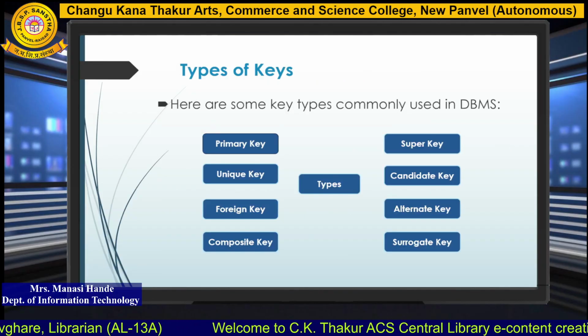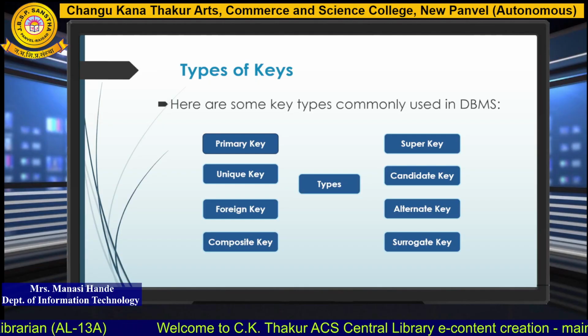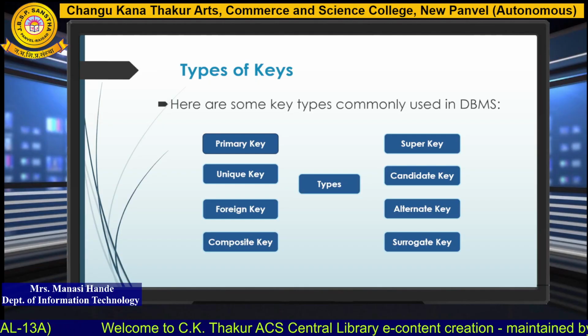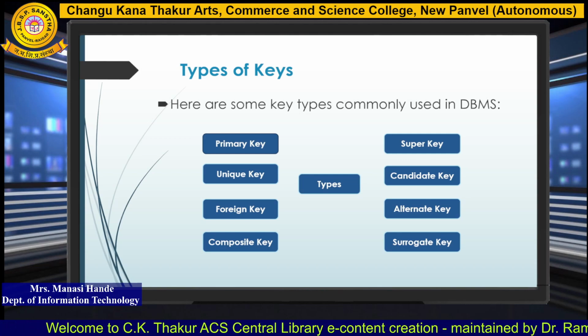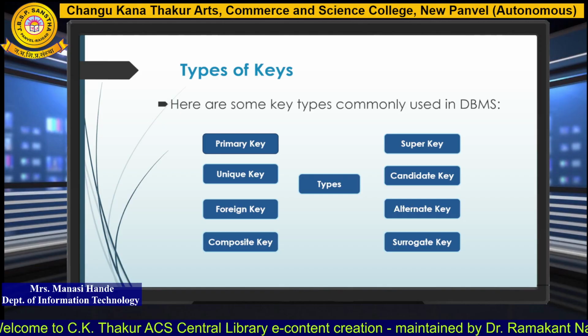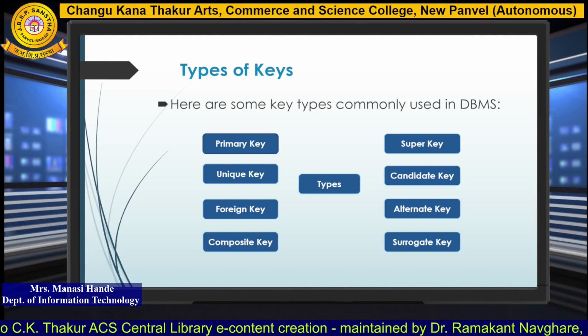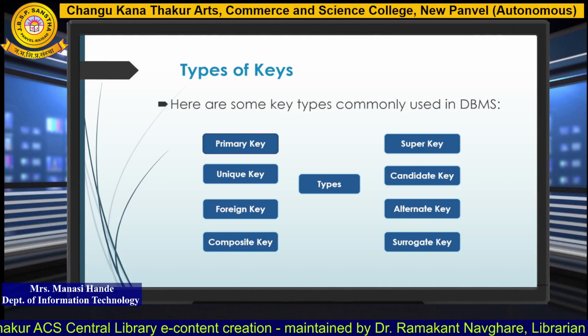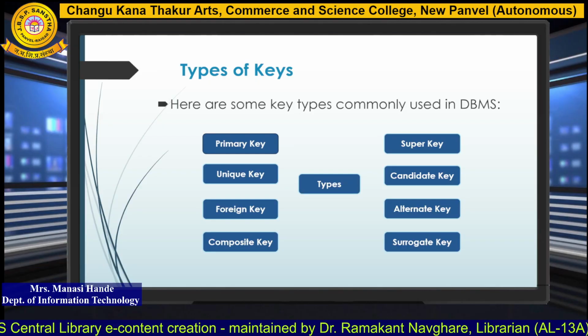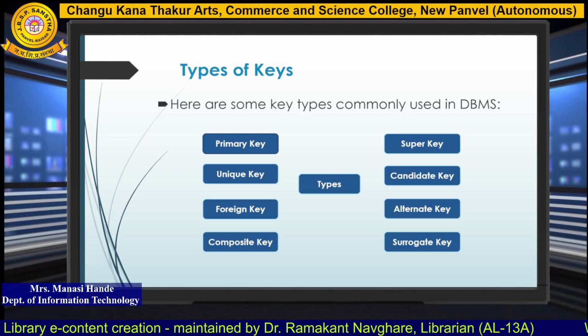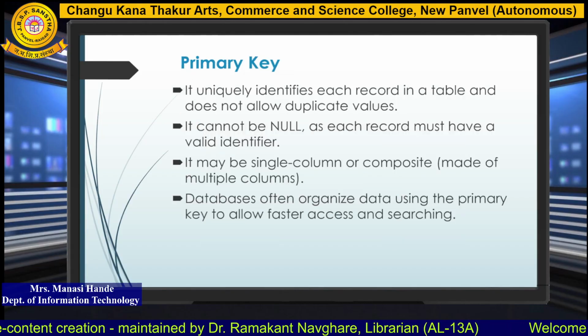In database systems, there are different types of keys used for different purposes. Some commonly used keys include primary key, super key, candidate key, unique key, foreign key, alternate key, composite key, surrogate key. Now let us discuss each of these keys one by one.